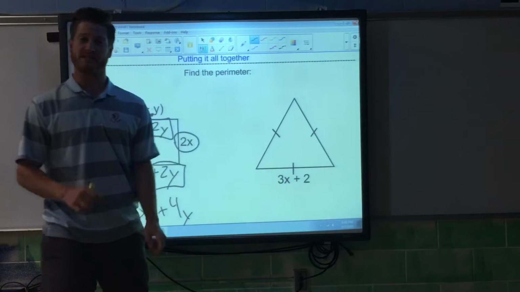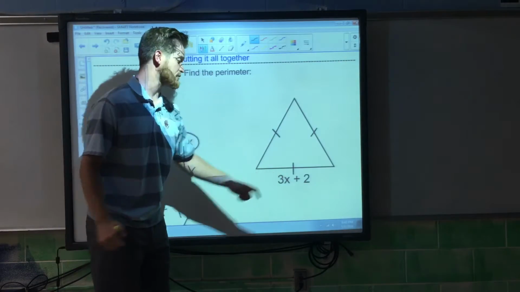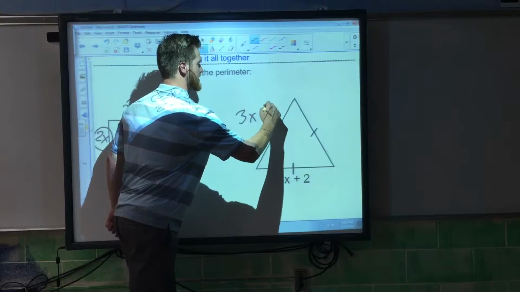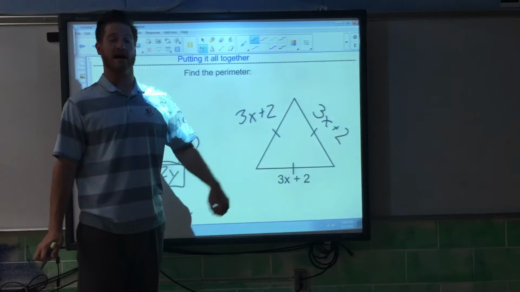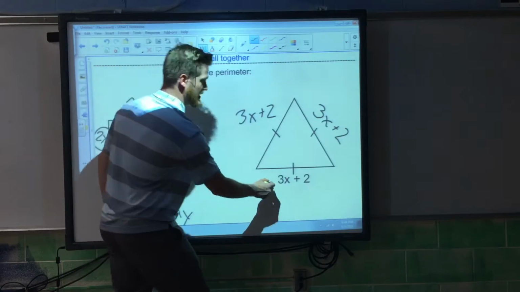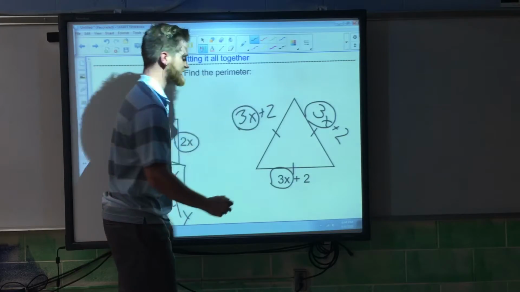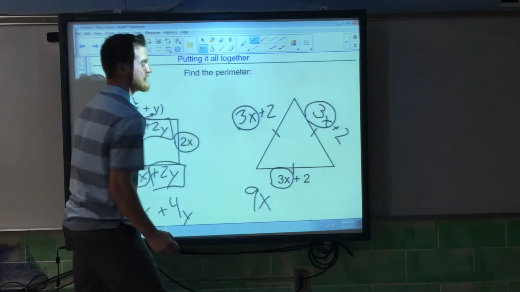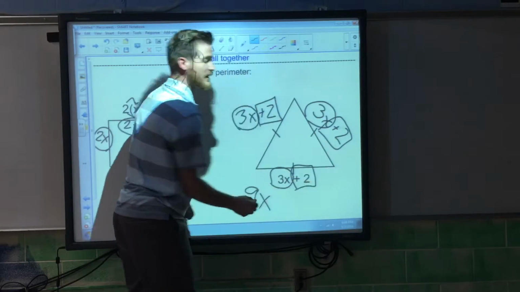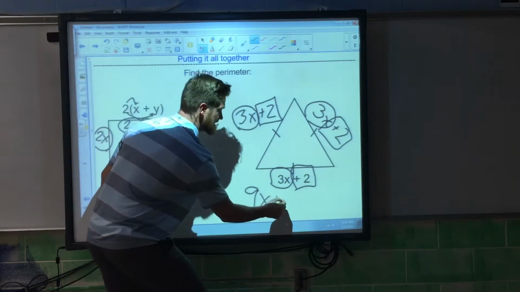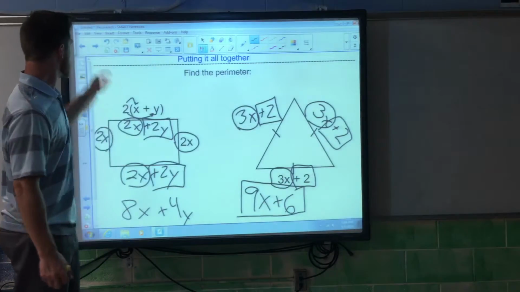Look at my triangle. I'm not given all the sides, but we know from these little tick marks that all sides are the same. So if this is 3x plus 2, up here will also be 3x plus 2. Over here is also 3x plus 2. Combining like terms, start with a variable. I see a 3x, 3x, and 3x. 3x plus 3x plus 3x gives me 9x. Almost done. I see a plus 2, plus 2, plus 2. 2 plus 2 plus 2 gives me 6. 9x plus 6 is your perimeter of this triangle.